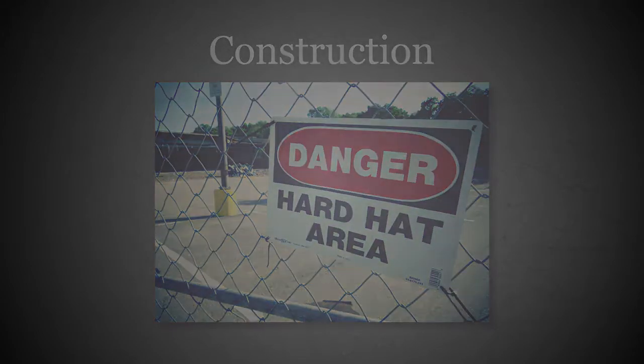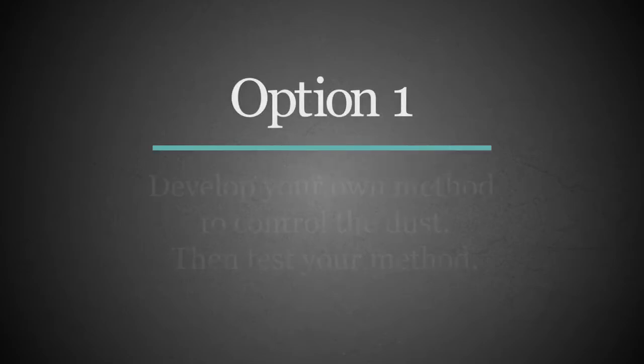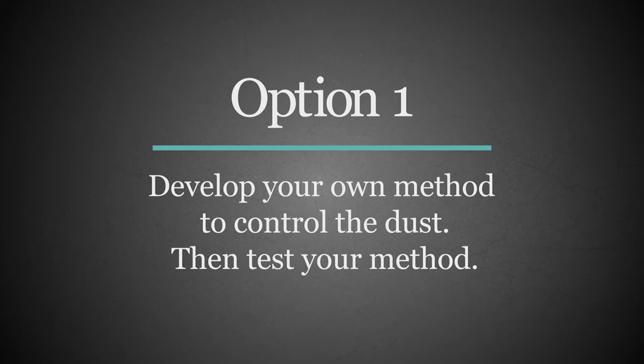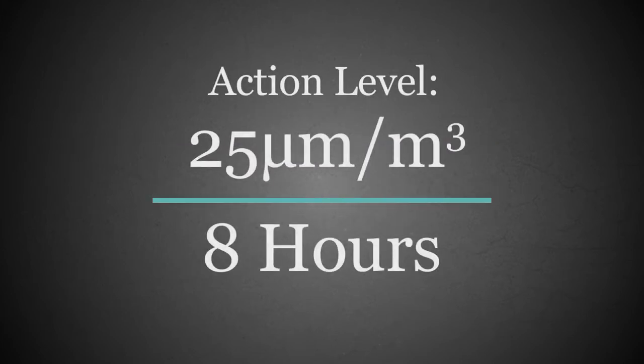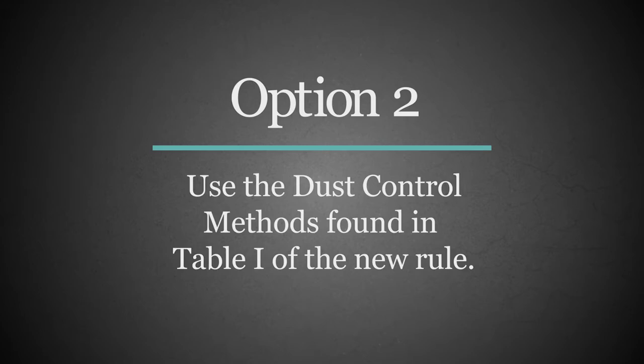The rule provides two options for construction. Option 1 is, in short, to control the dust with your own measures, then measure the amount of silica dust to which workers are exposed. If it's at or above the action level of 25 micrograms per square meter over an 8-hour time-weighted average, you must find better measures to protect workers from crystalline silica dust exposure. Option 2 is to simply follow the dust control methods in Table 1 of the construction standard.